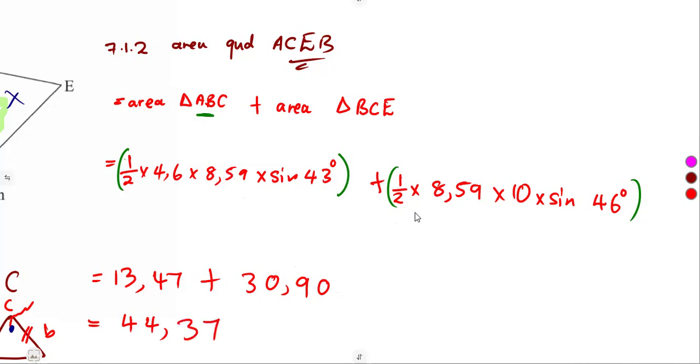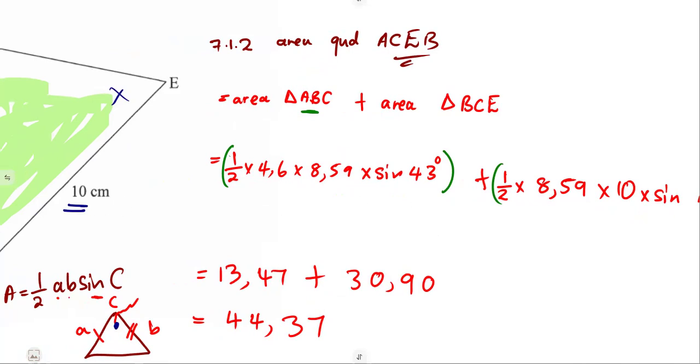So this is the area combined together. Remember, we are dealing with centimeters, so the area is going to be in square centimeters. So area in what? Square units, the square of the given unit.